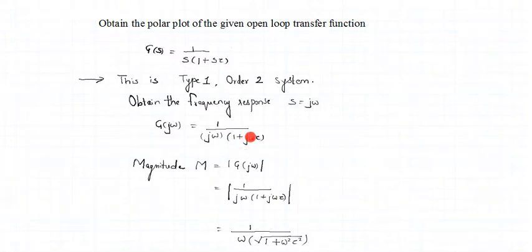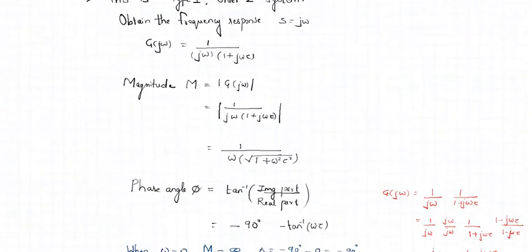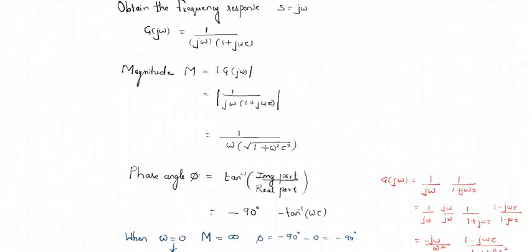Now from this frequency response, what we find is the magnitude and phase, because what we just discussed is polar plot is nothing but the plot of magnitude and phase. So to do the polar plot, what is essential first is to obtain the magnitude and the phase. So how do we obtain the magnitude of a complex system? We obtain the magnitude of the complex system by taking the mod of it.